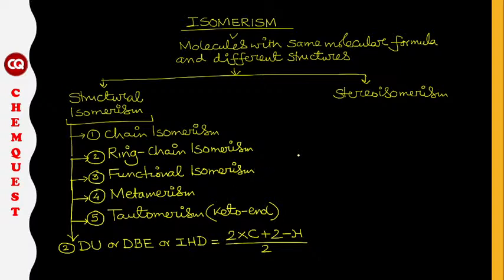Now, stereoisomerism. Stereoisomerism is mainly divided into two parts. First one is known as geometrical and second one is known as optical isomerism.